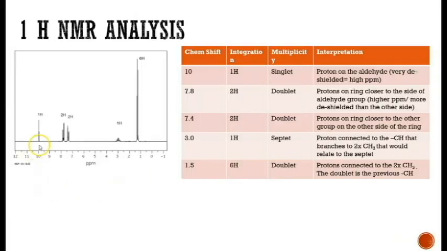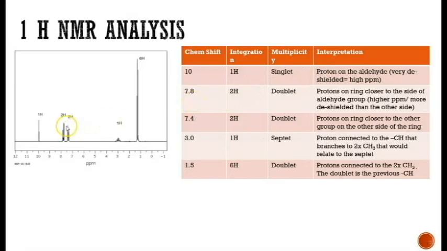We'll start down here at the 10 ppm area. In the 10 ppm area, we see 1H, and that is a singlet. So this is most likely going to be that proton on the aldehyde, which is very de-shielded, so it's a high ppm. It's close to the oxygen, it's all the way out there.